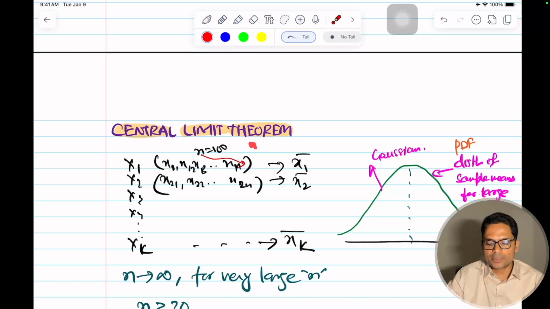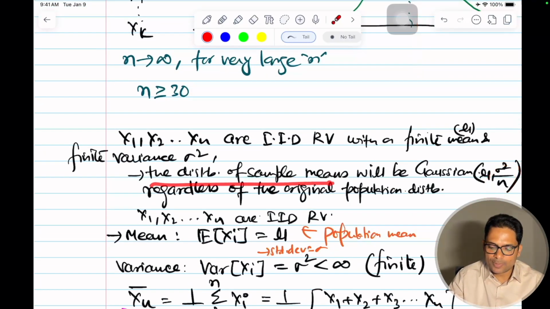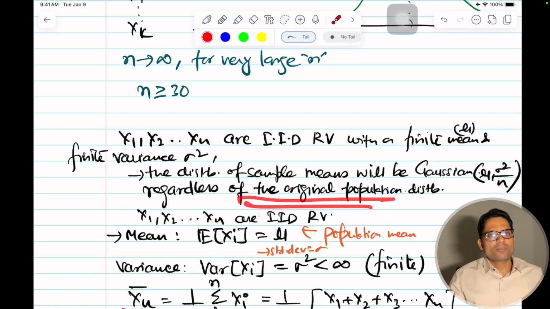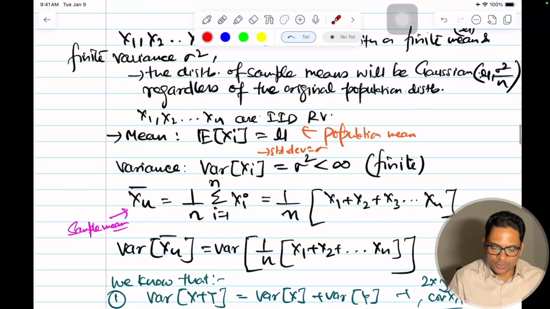Generally for practical purposes, anything greater than or equal to 30 is considered large. So for n greater than or equal to 30, the sample mean will follow a Gaussian distribution, with mean equal to the population mean and variance sigma square by n. The distribution of the sample mean will converge to a Gaussian regardless of the distribution of the population data we have. Whatever the distribution of the original population, I don't care, the sample means will still follow a Gaussian. Okay, that was my central limit theorem.